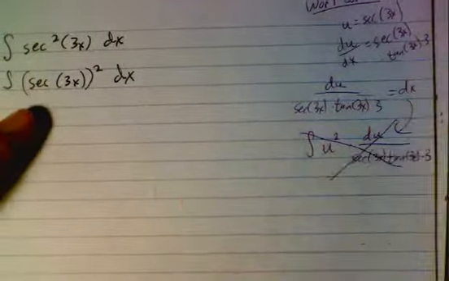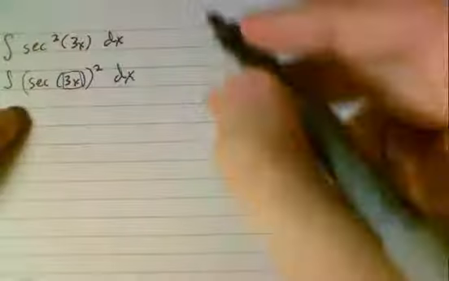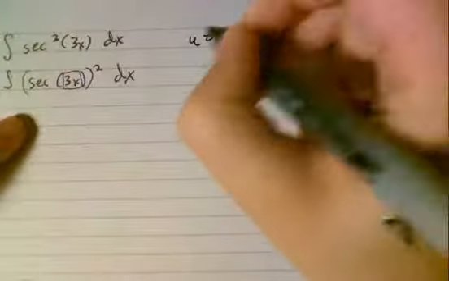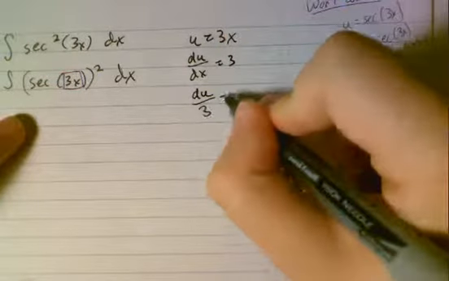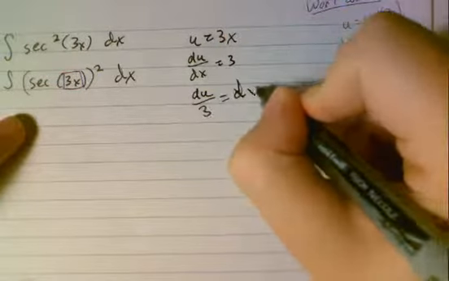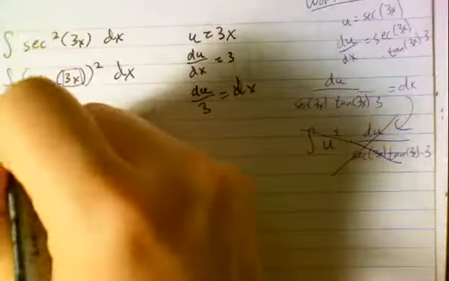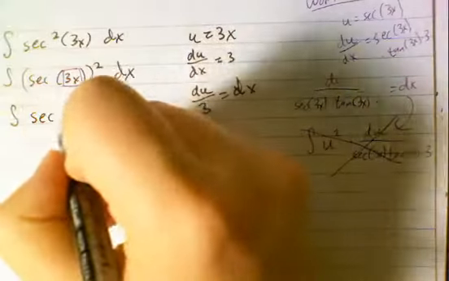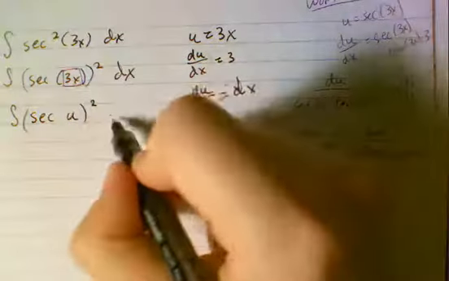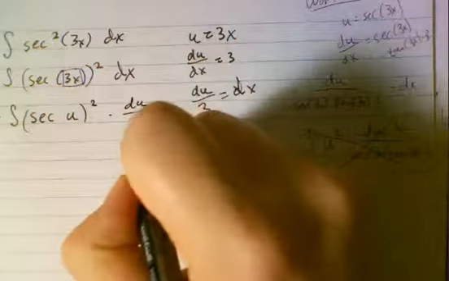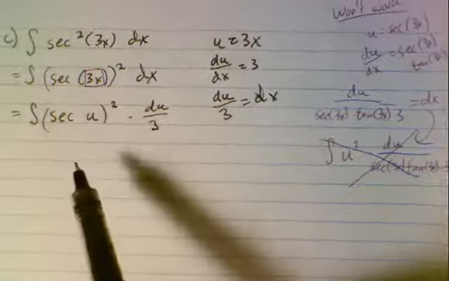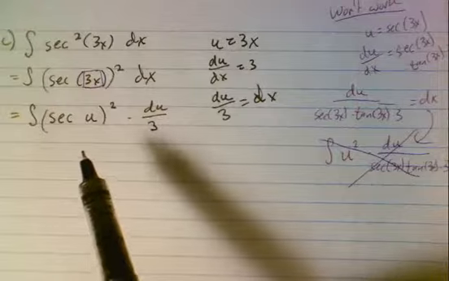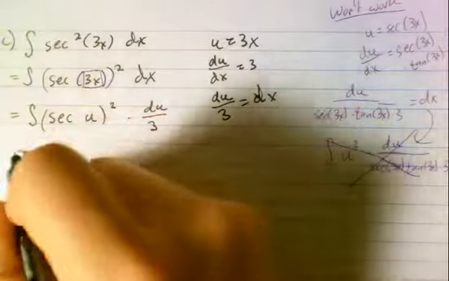So what we're going to try instead is, okay, well there's only one other box function that I see right here. So I'm going to let u equal 3x. du dx equals 3. du over 3 equals dx. And when I come over here, I've got the antiderivative of the secant of u squared du over 3. And now the really key part here is that you really have to have your rules memorized, because the antiderivative of secant squared u is tangent of u.